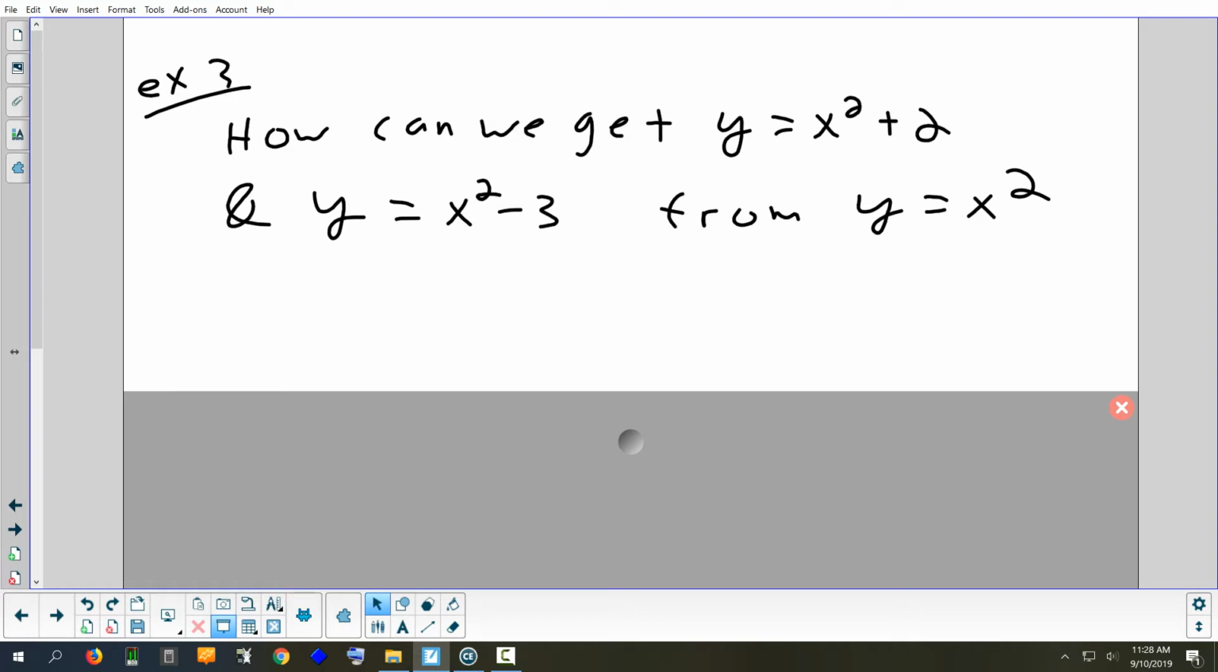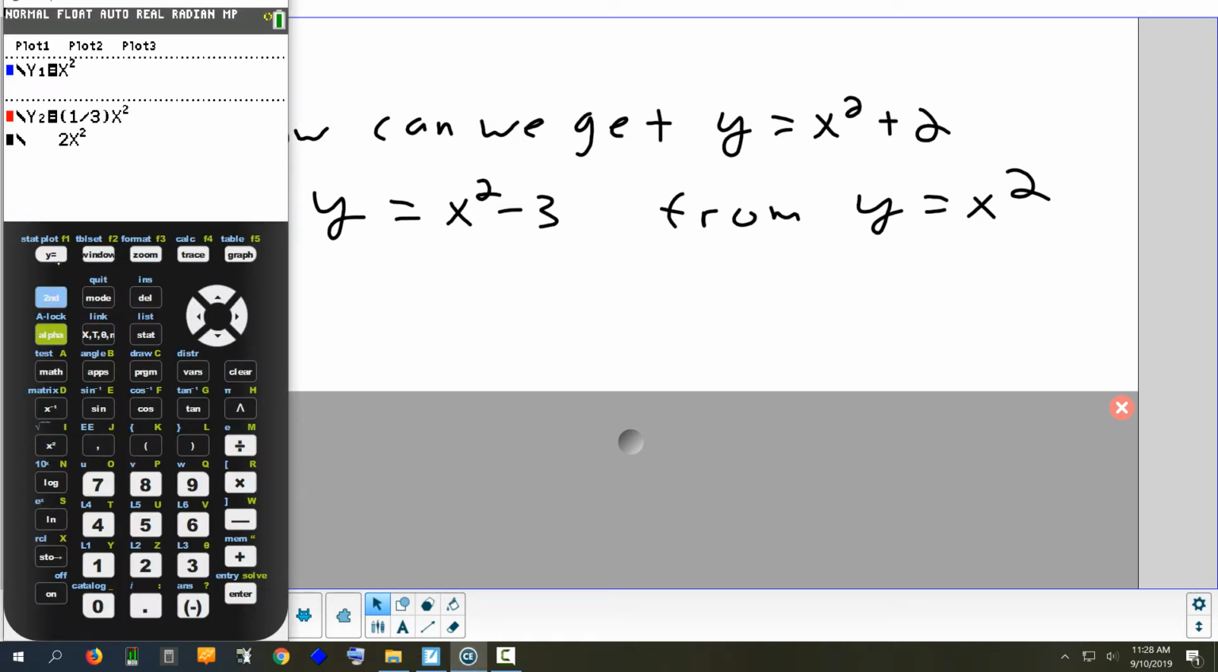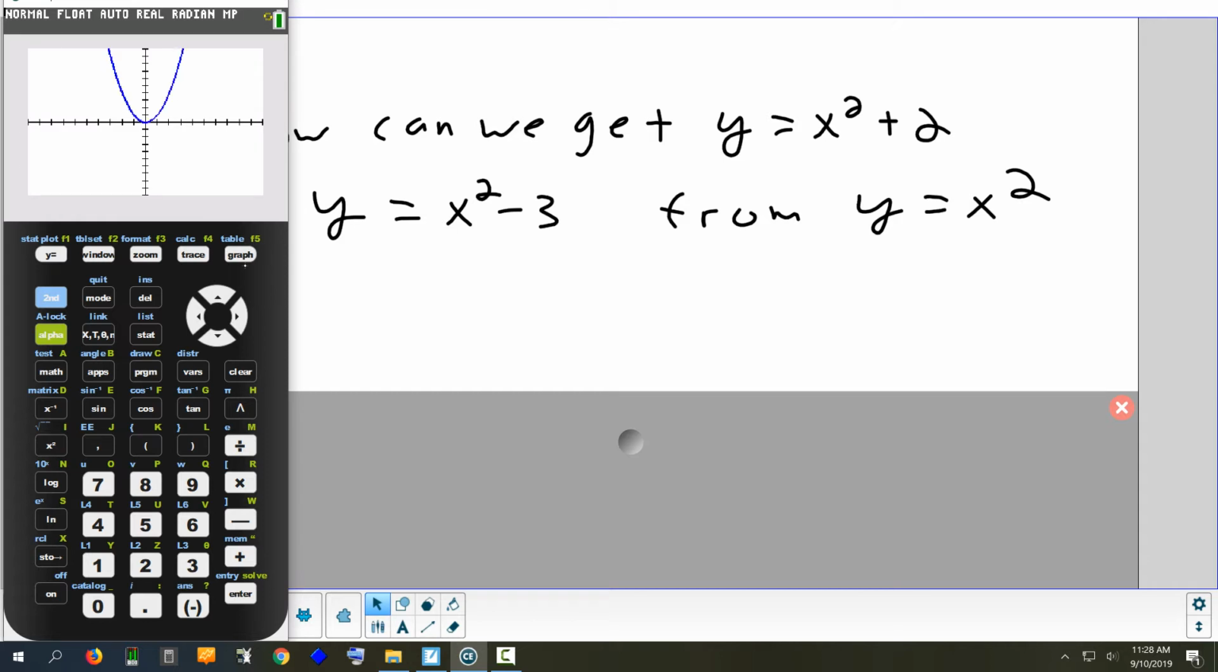If we put in a +2, the vertex is going to be on y. So let's type in x squared plus 2. So there's your original, and then x squared plus 2 does shift it up by 2 units. It's the exact same parabola, just shifted up.